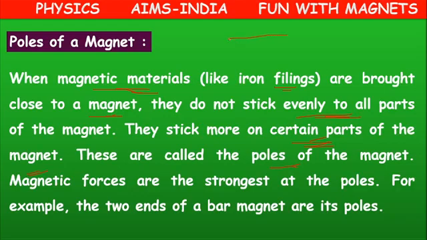So if you take a magnet and bring some iron filings near to the magnet, most of the iron filings get attracted towards the end part of the magnet. Why? Because the attraction power of the magnet is located more at the ends of the magnet, or the magnetic force is strongest at the end parts. So these end parts we call poles.